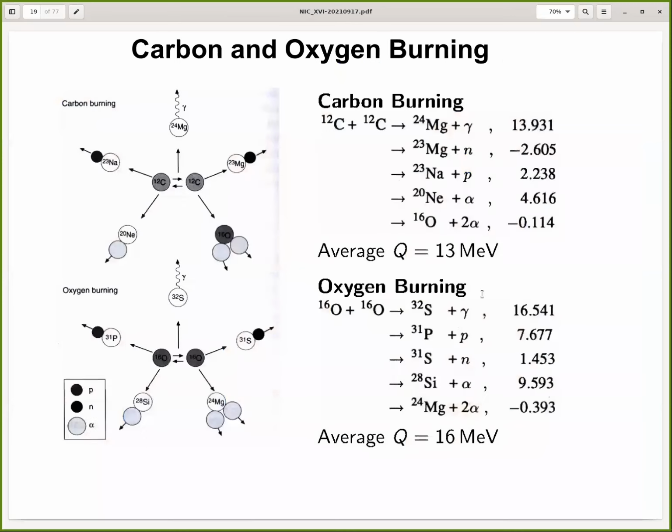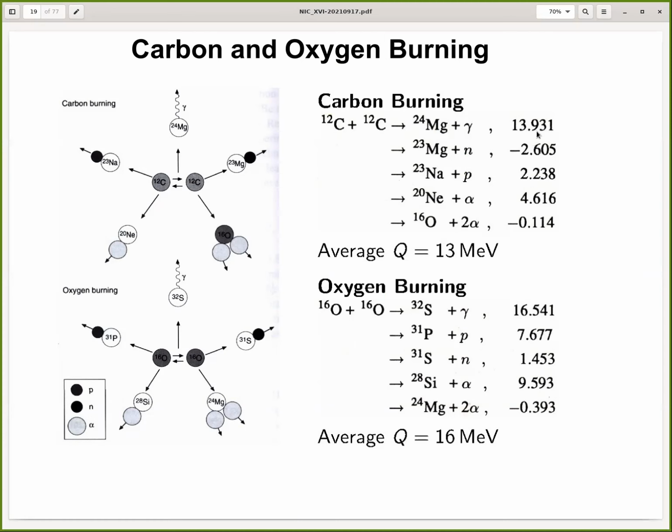So first, what is the reaction? Let's first just look at carbon burning here on top. We will look at oxygen burning later. What happens is two carbons come together. In principle, there's a way that it could de-excite to make magnesium-24, but it's a very rare, very small branching ratio. The dominant branching ratios are that it makes magnesium-23 and a neutron, or it makes sodium-23 and a proton, and maybe also neon-20 and an alpha particle. In somewhat rarer cases, it might also make oxygen-16 and two alpha particles.